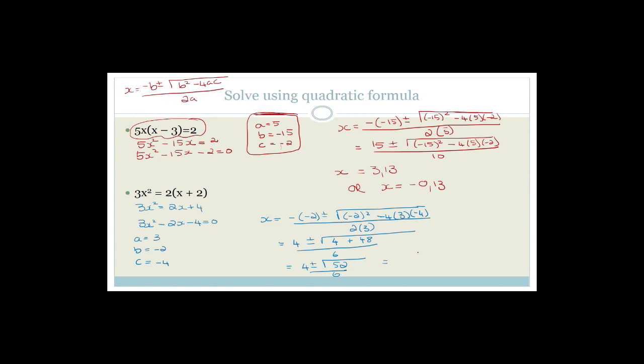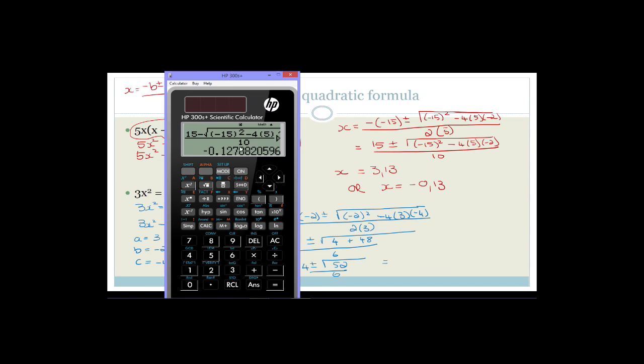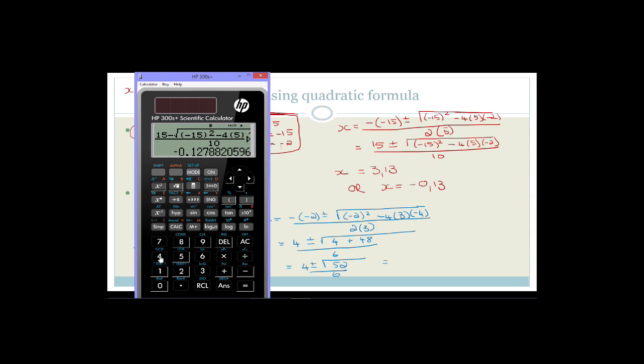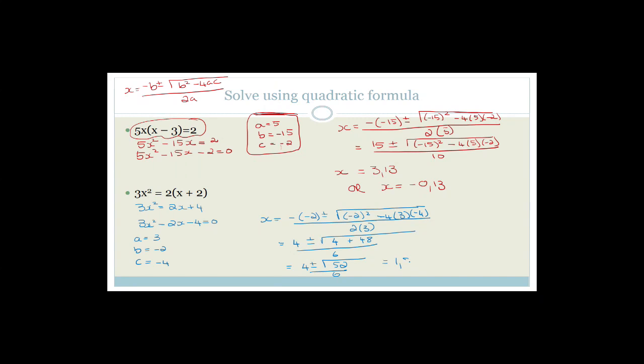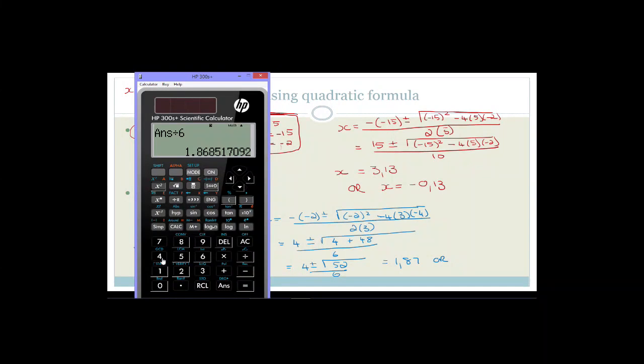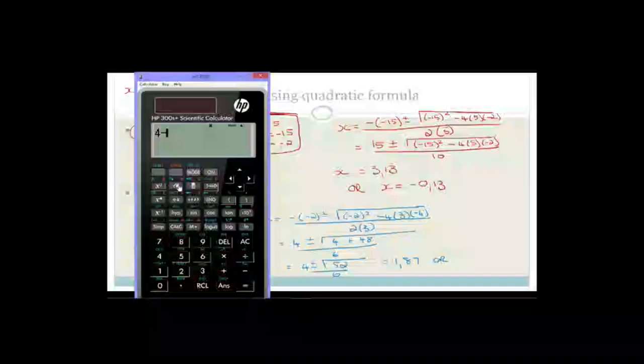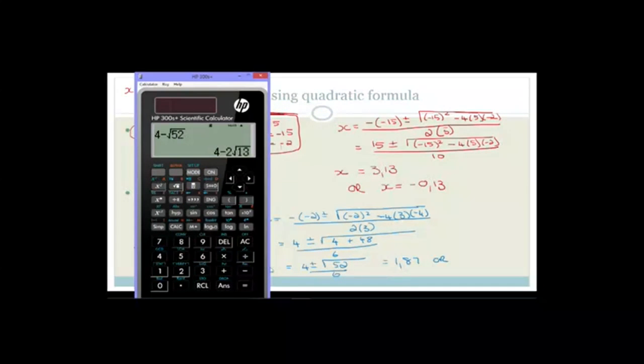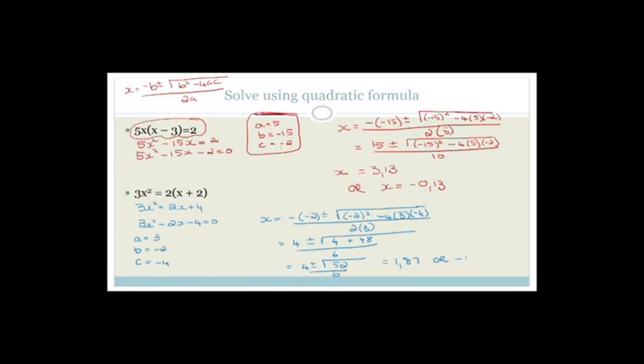So now we need to put that in our calculator. So we go clear. And instead of doing a fraction, we could just go this. We go 4 plus square root of 52 equals, divided by 6 equals, and then we go SD, and it's 1.87, or we can go 4 minus the square root of 52 equals, and then divide it by 6 equals, and then press the SD button, and it's minus 0.54. And there you go.